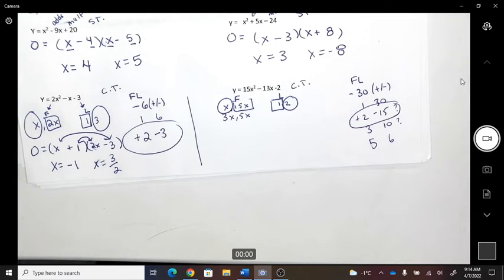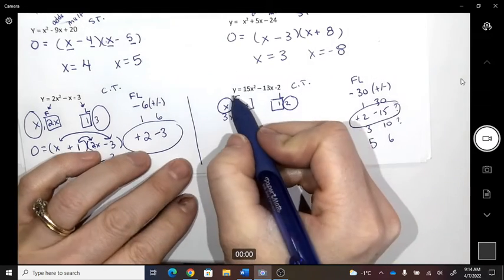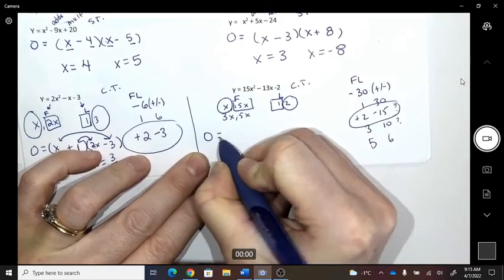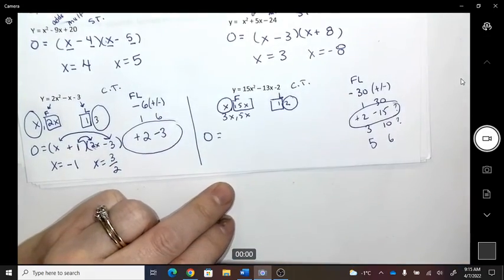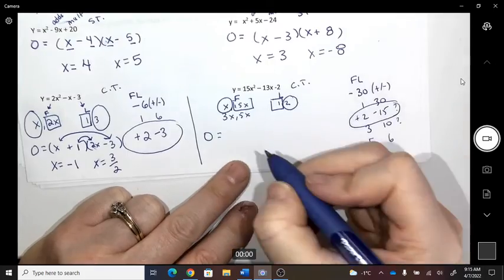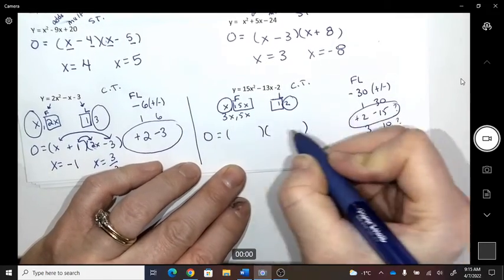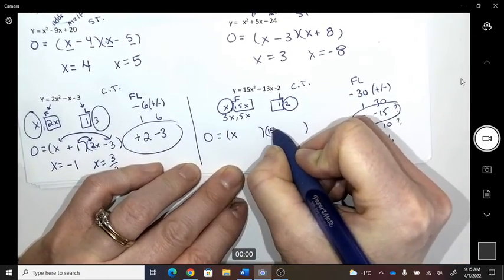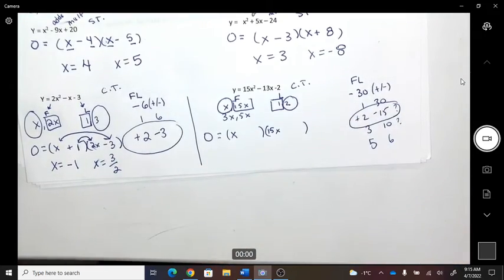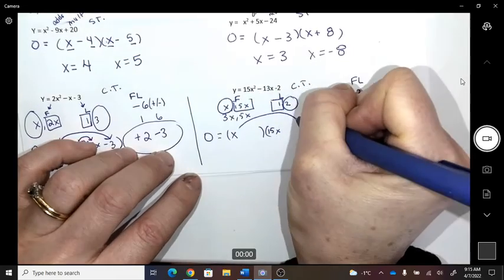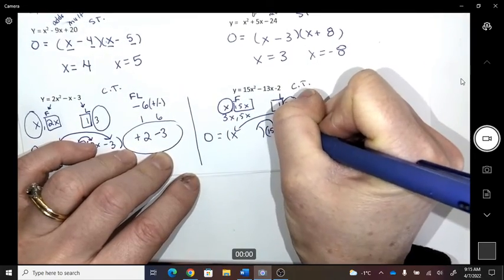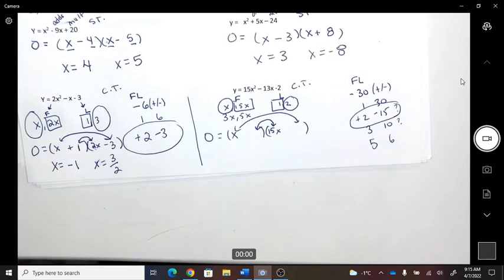Did you find partners that will work? 2 and 15? Okay, so I'm going to make my y be 0. I'm going to put 2 brackets with an x and a 15x at the front. I like to do my O and I arrows just to make sure that I can get my partners lined up.